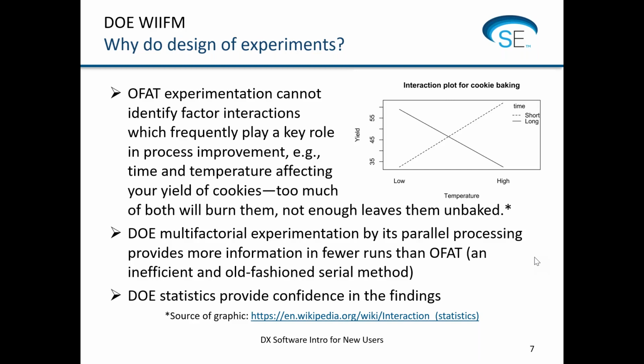So the idea is a DOE with its multi-factor approach and its parallel processing gives us more information about the system than a one factor at a time experiment. And the statistics provide confidence in the findings, right? We're going to rely on math and statistics to give us a very strong indication of the significance of the things that we're finding, okay?